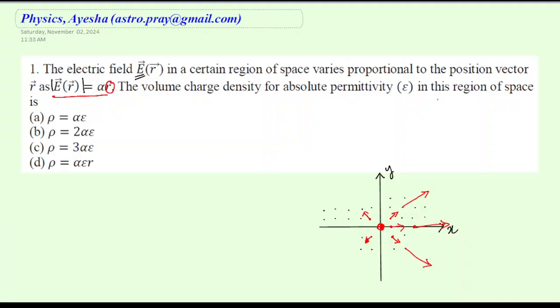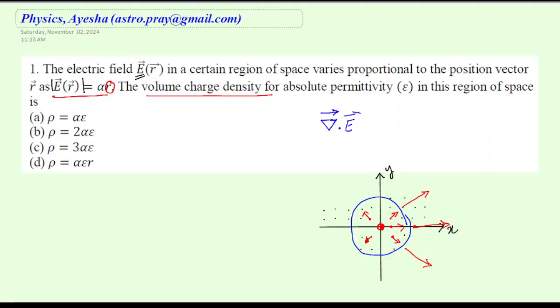The second thing is, we have to find out what is the volume charge density for that space. So what is volume charge density? It is nothing but how much charge is accumulated in some volume of space. Let's consider this volume. How much charge is there in that region? That's what we have to find out. What does Gauss's law say? To understand more about Gauss's law and the vector field, I have left a link for you in the description. Just go and look at it.